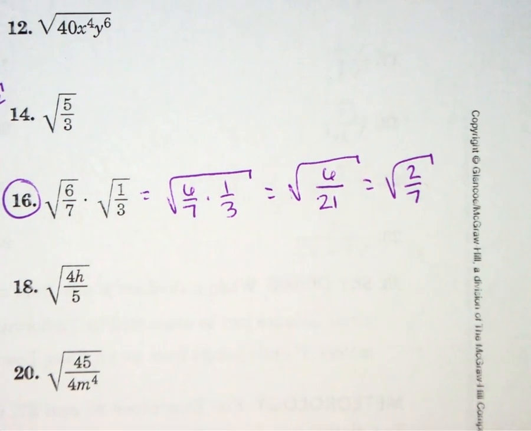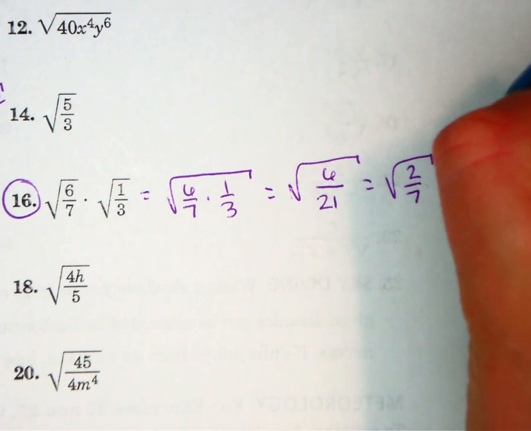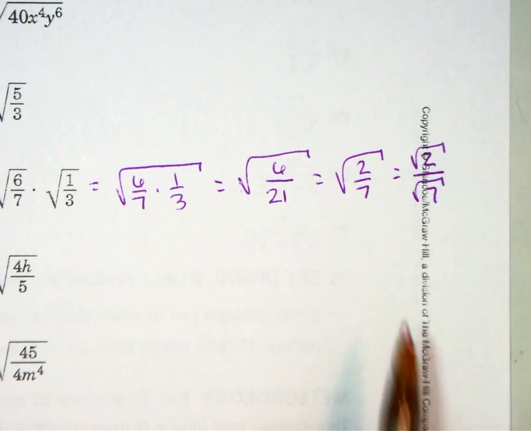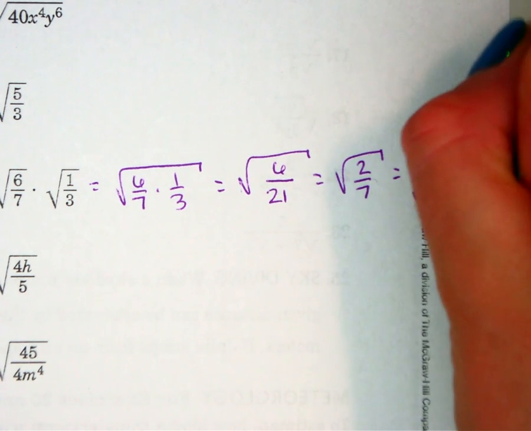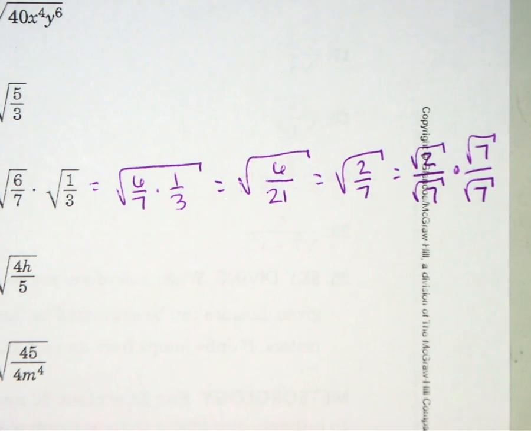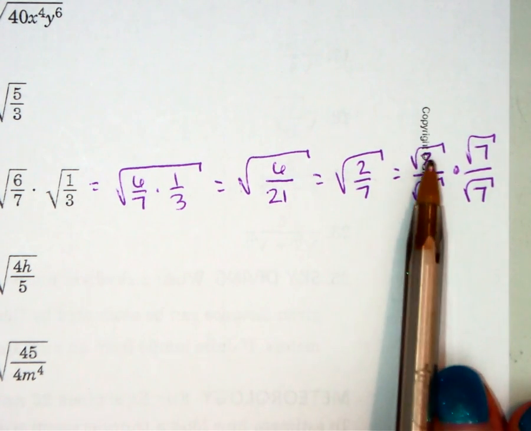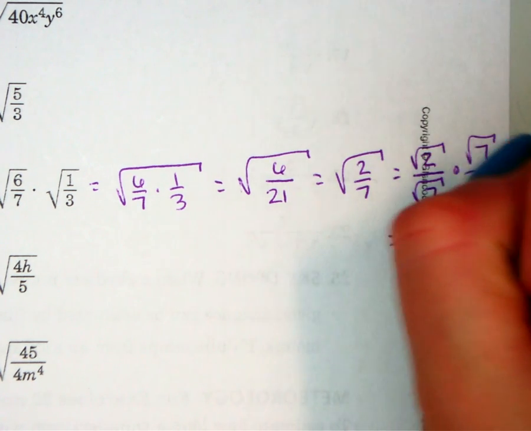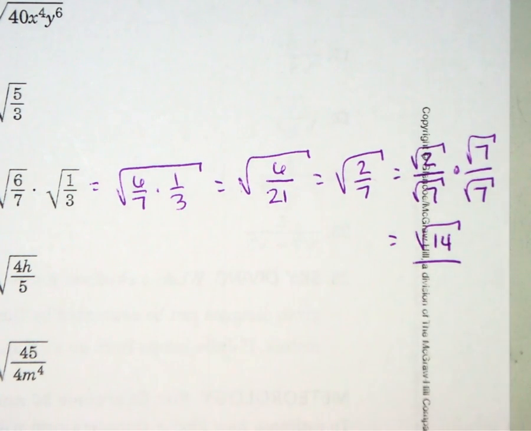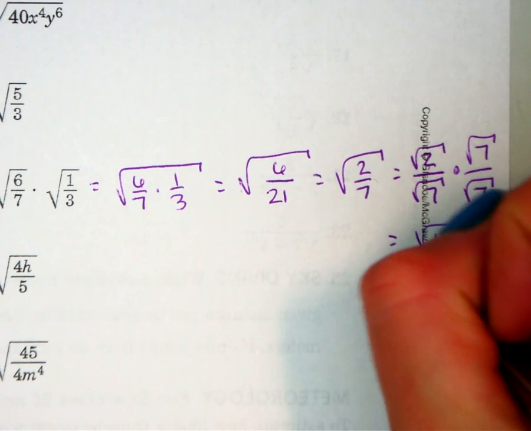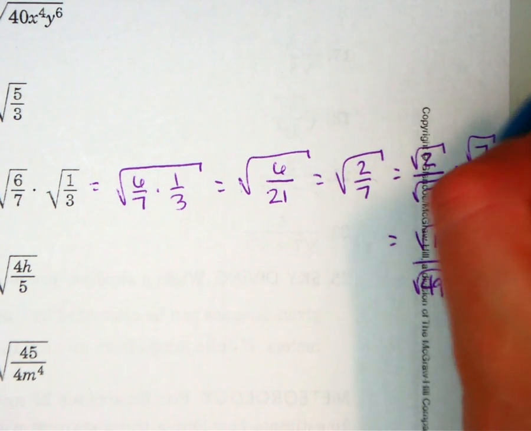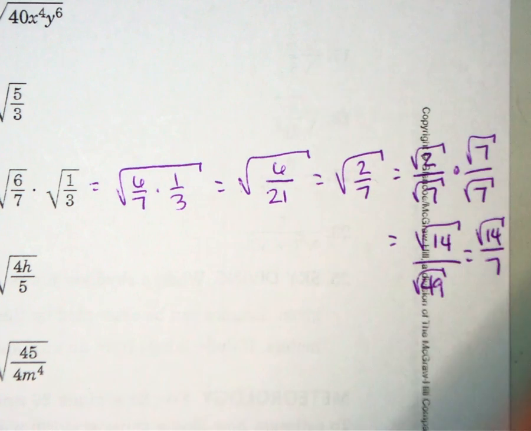And then, just like with number 15, I'm going to split that up to take the square root of the top all over the square root of the bottom. But again, you can't leave a root in the bottom. So I'm going to multiply my top and my bottom by whatever root is in the bottom. My top, root 2 times root 7, turns into root 14, all over root 7 times root 7 is root 49. And we know the square root of 49 is 7. So your final answer is the square root of 14 all over 7.